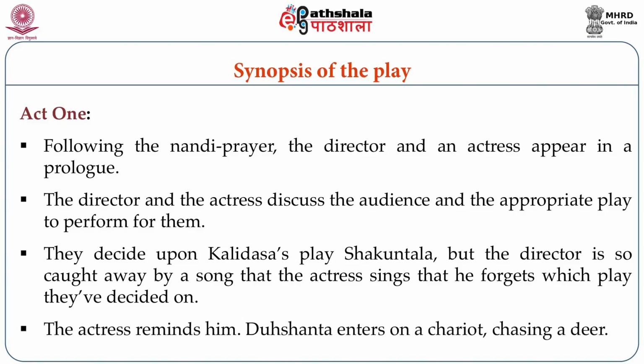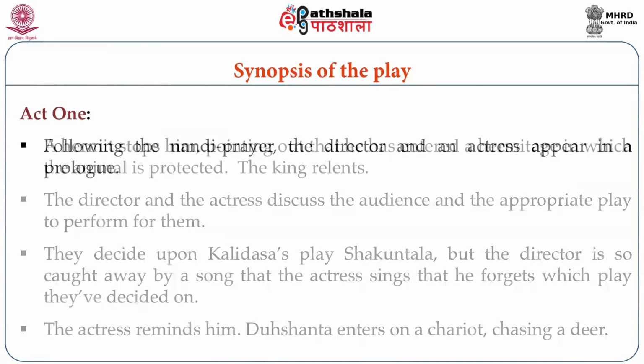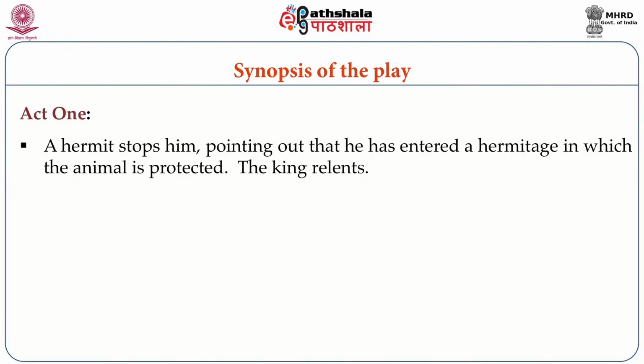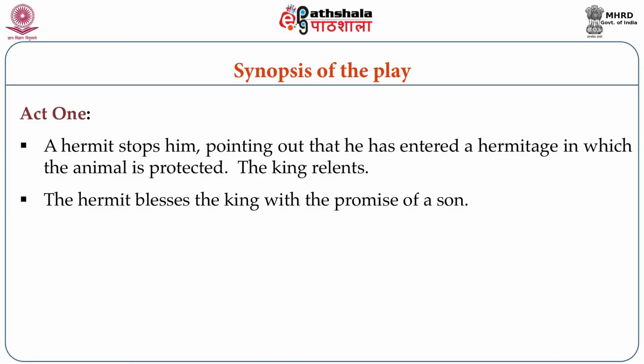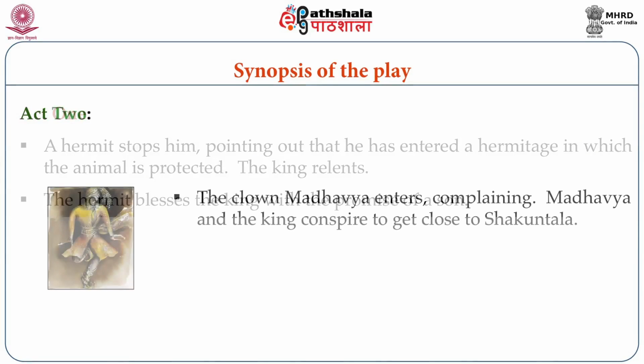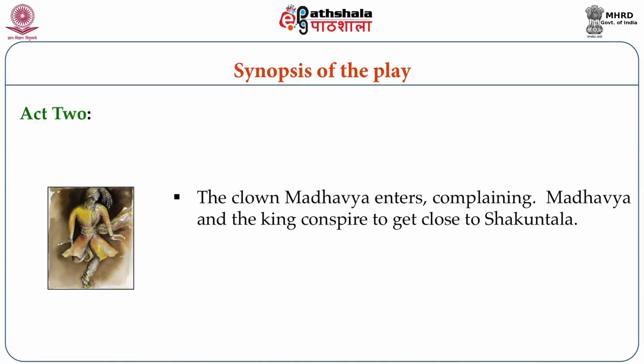The actress reminds him. Dushwanta enters on a chariot chasing a deer. A hermit stops him, pointing out that he has entered a hermitage in which the animal is protected. The king relents. The hermit blesses the king with the promise of a son. Now the second act. The clown Madhavya enters, complaining. Madhavya and the king conspire to get close to Shakuntala.